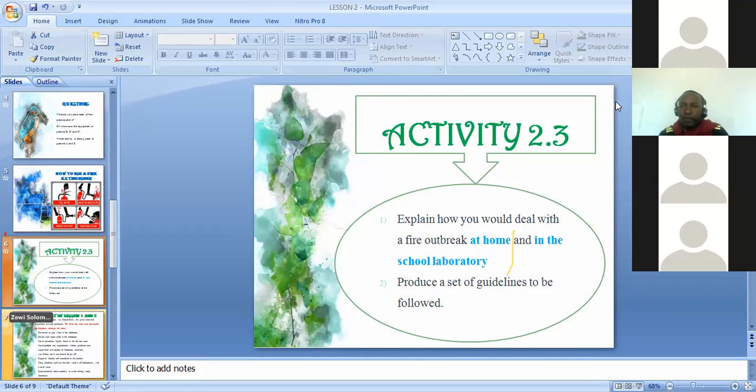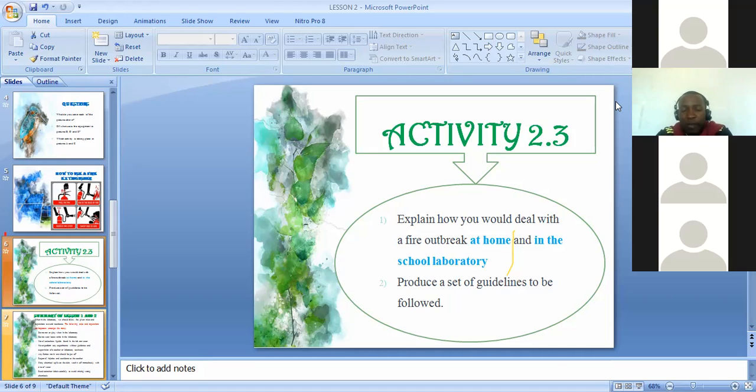Excuse me, sir. When to deal with a fire outbreak, when you have an extinguisher or without a fire extinguisher? We've not specified here. Okay? So in case you have it, you maybe you don't have it, you get it. So use all possible alternatives to deal with fire at home or at school.